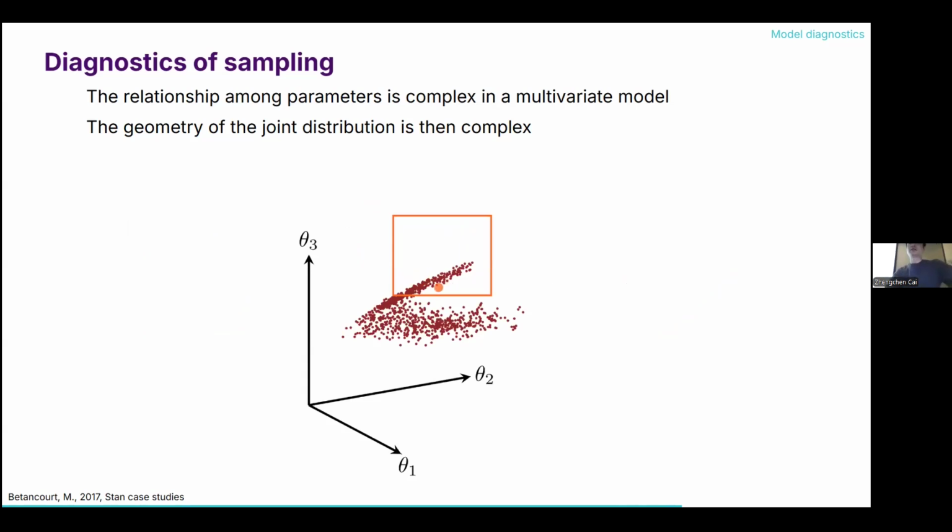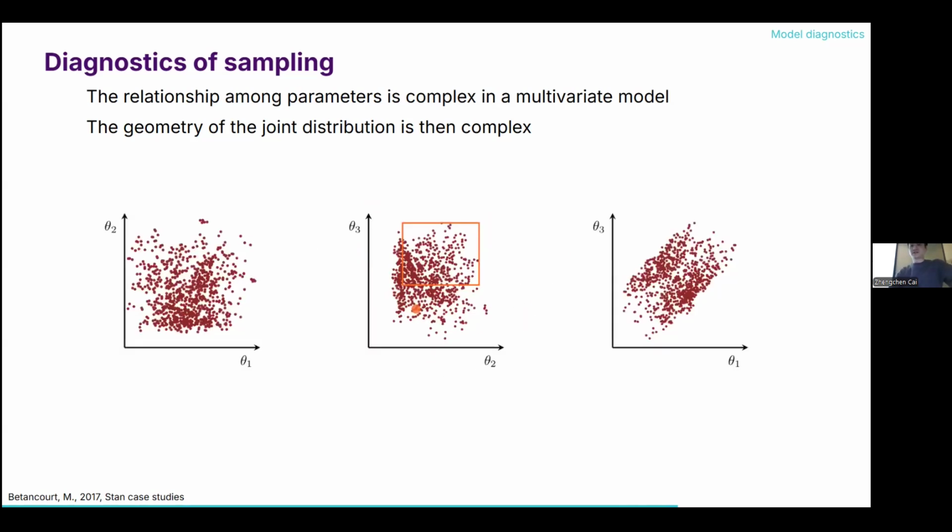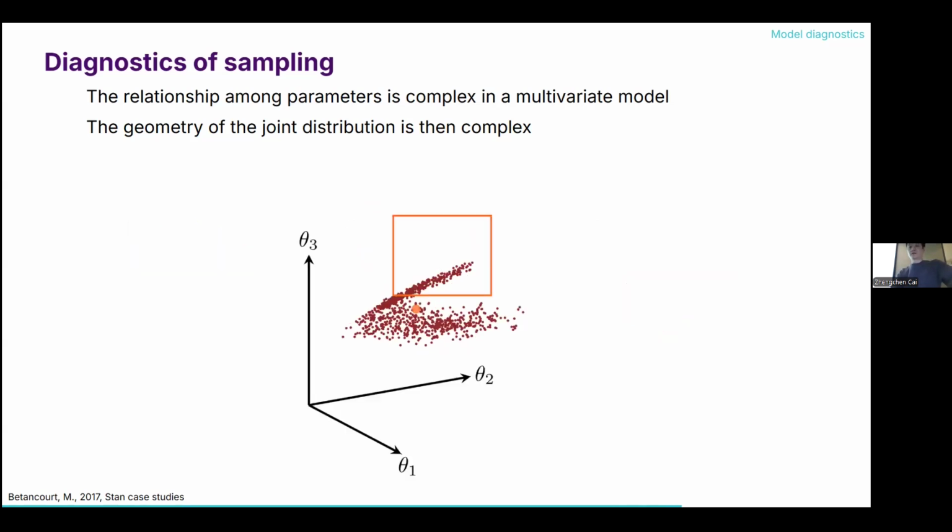So what you are doing in your sampling is this distribution. So now you see the complexity, and this is just 3 parameters, okay? And this will have this funnel and will make your sampling difficult. So we need the diagnostic to know whether we sample this fairly well, right?